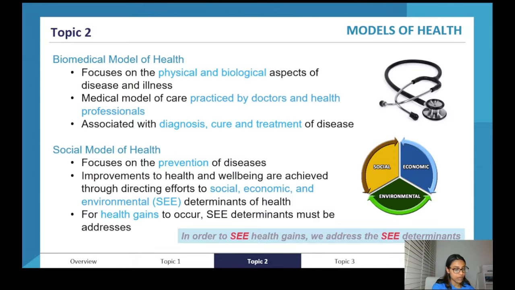we've got the biomedical model of health, and then we've got the social model of health. Key points are there. And then you need to think about the social, economic, and environmental factors and determinants of health in terms of the social model. The biomedical model is very much like vaccines, the actual vaccine itself. This is a very good point.